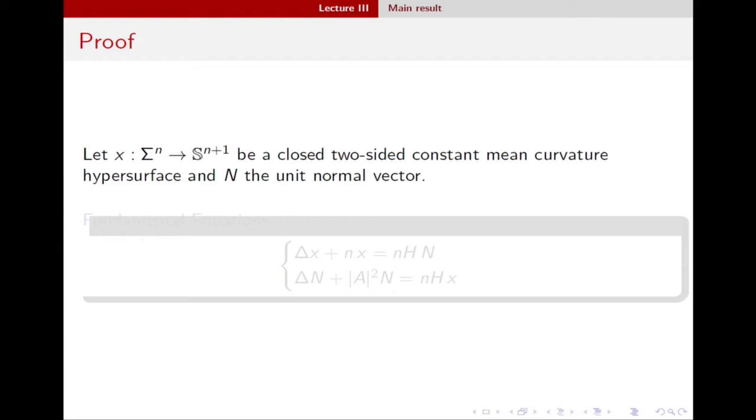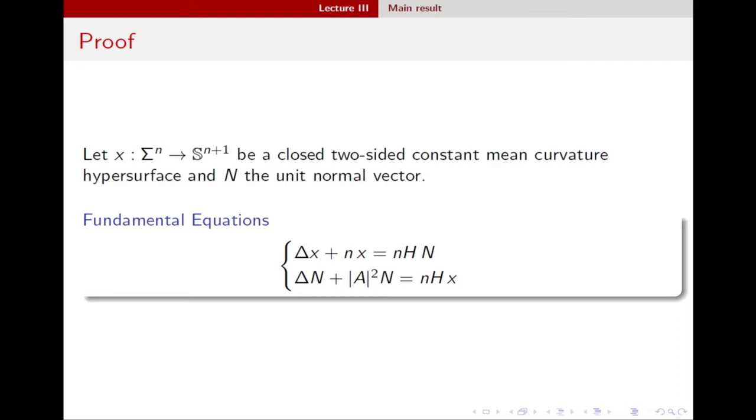So in that case, you have the position vector field of our hypersurface in the sphere, and you also have the unit normal vector field in the sphere, right? And these two vector fields satisfy these fundamental equations that we have here, okay? And the main strategy will be to explore these equations. So in particular, the vector fields we're going to use will be combinations of the position vector field and the unit normal vector field. Okay.